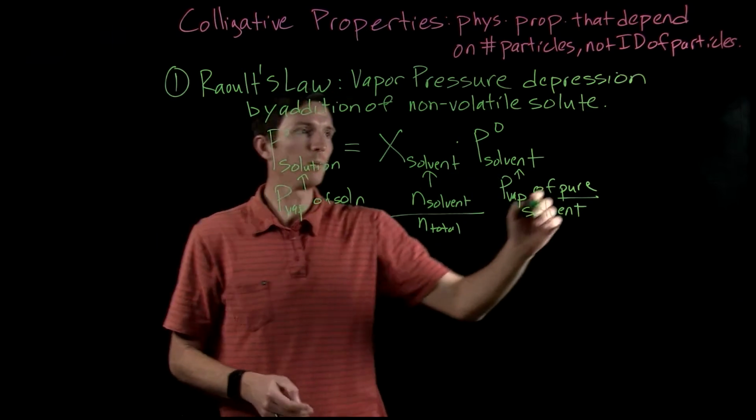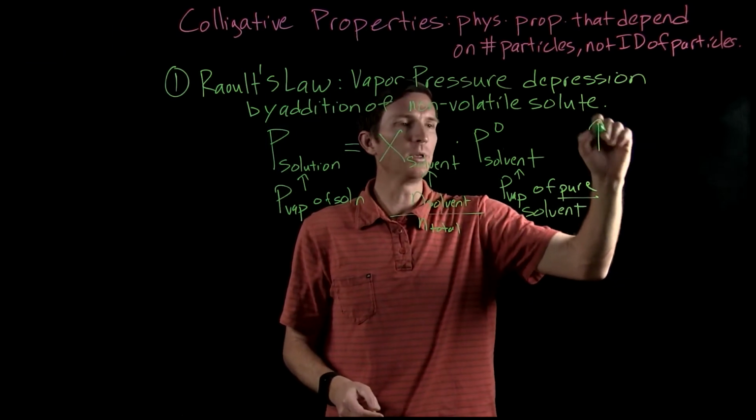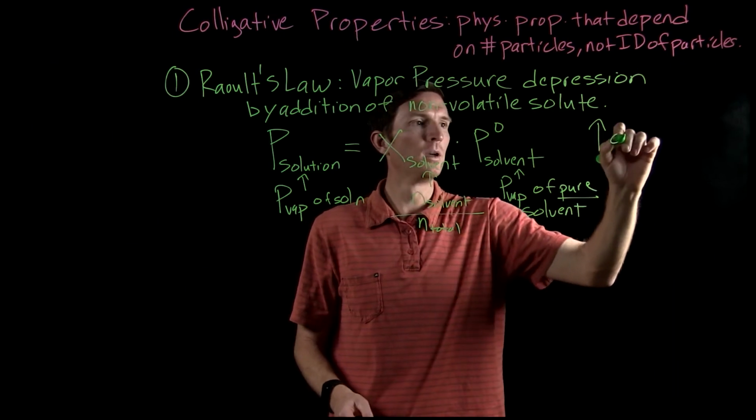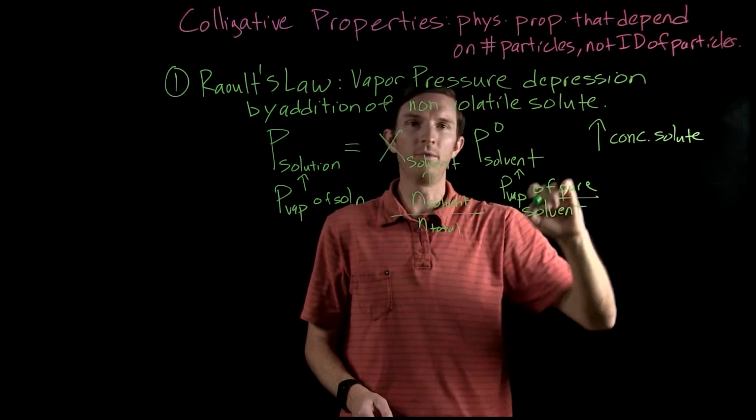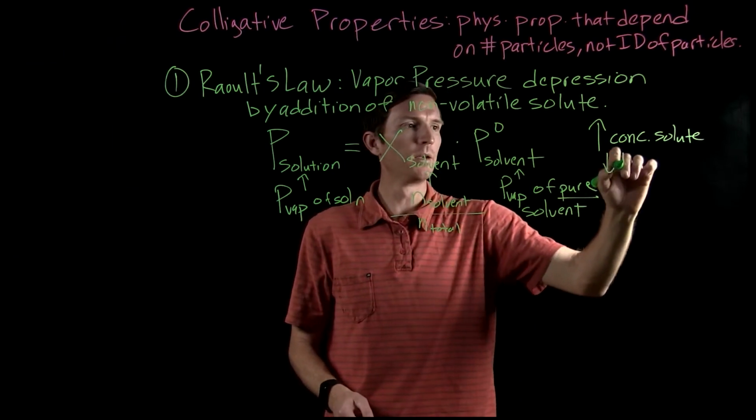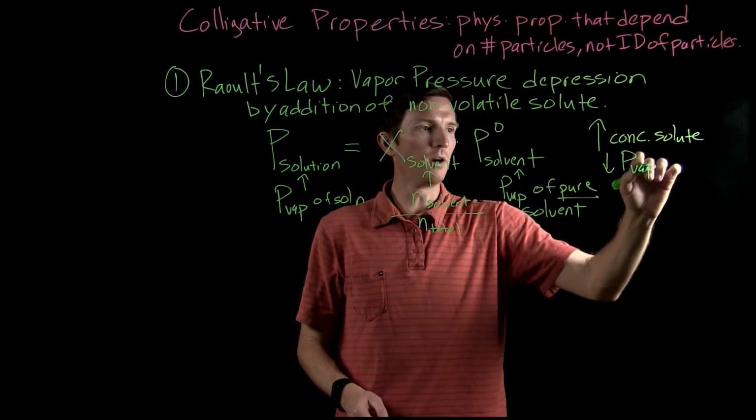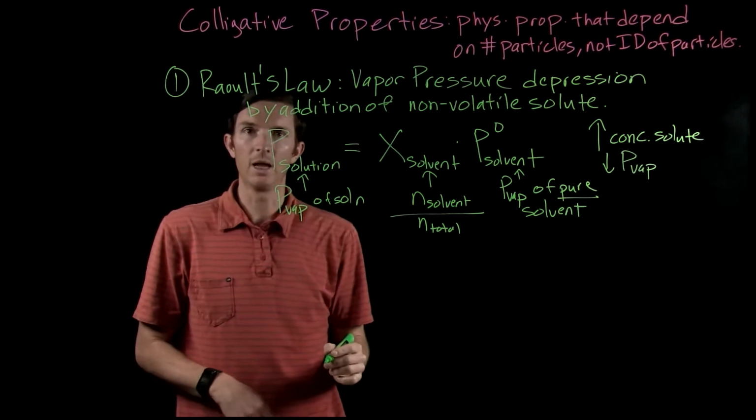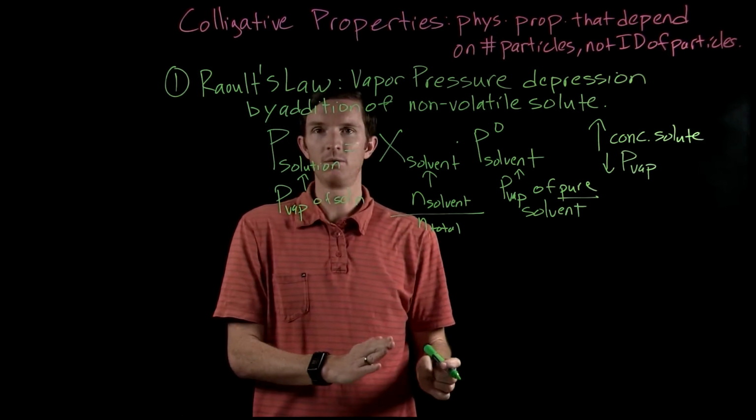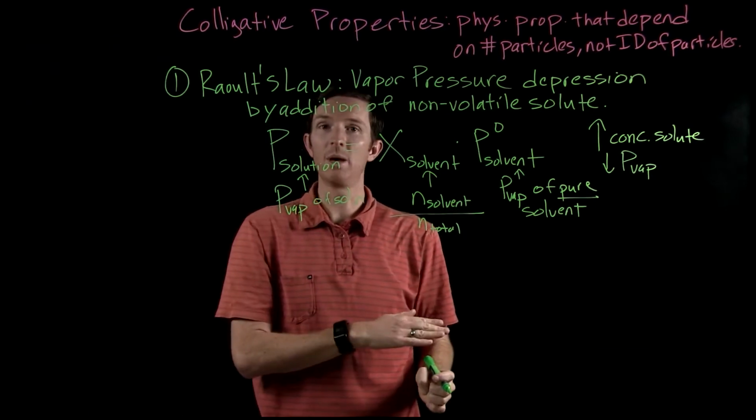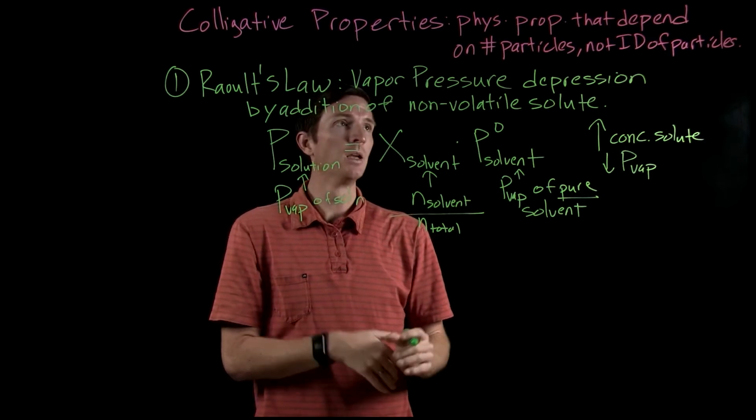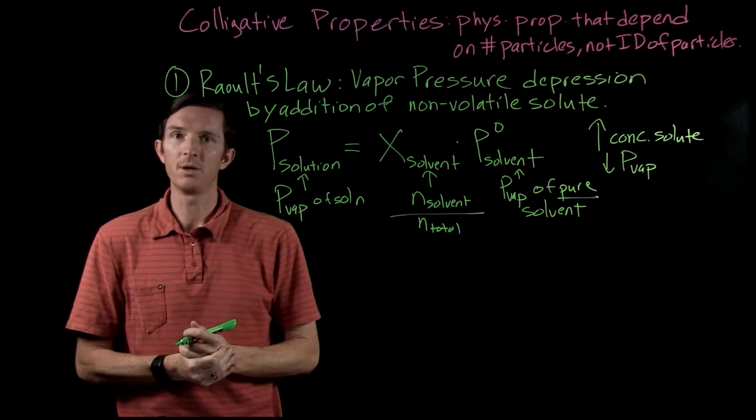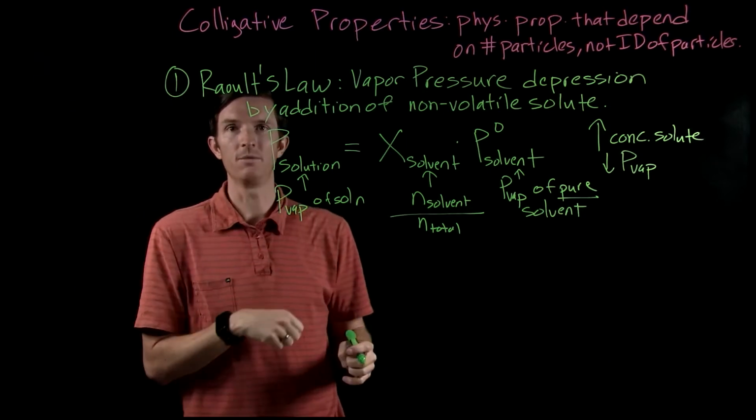Okay. So what we'll notice is as we increase the concentration of the solute, our vapor pressure is going to decrease. And remember, this is at a specific temperature. Our vapor pressure is dependent on temperature as well. So we're looking at a specific temperature. So this is one of our physical properties that is affected by how much is dissolved into it.